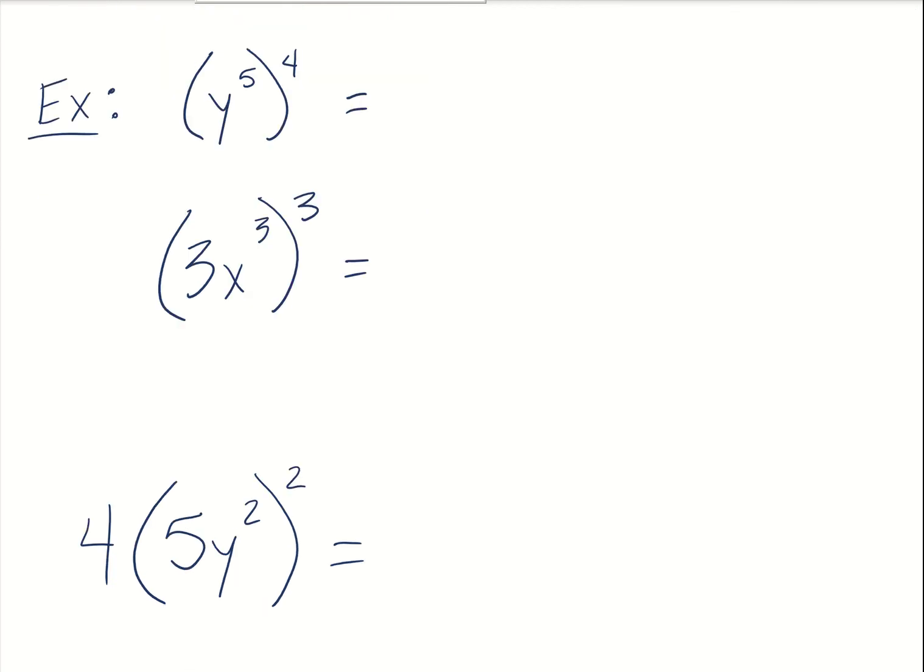All right, so our first example, we have y to the fifth to the fourth. Again, all we have to do is multiply those two together. That'll give us y to the 20th. So that one is really simple.